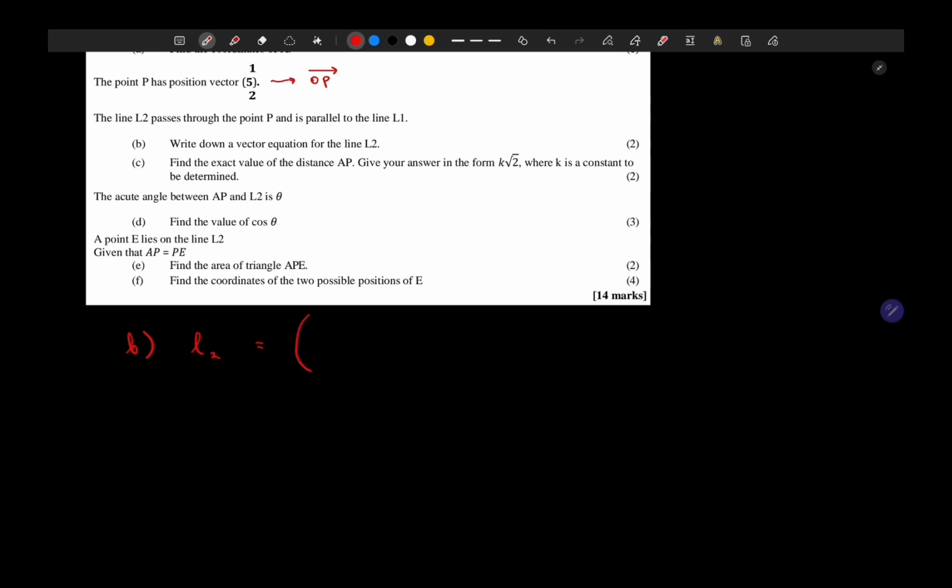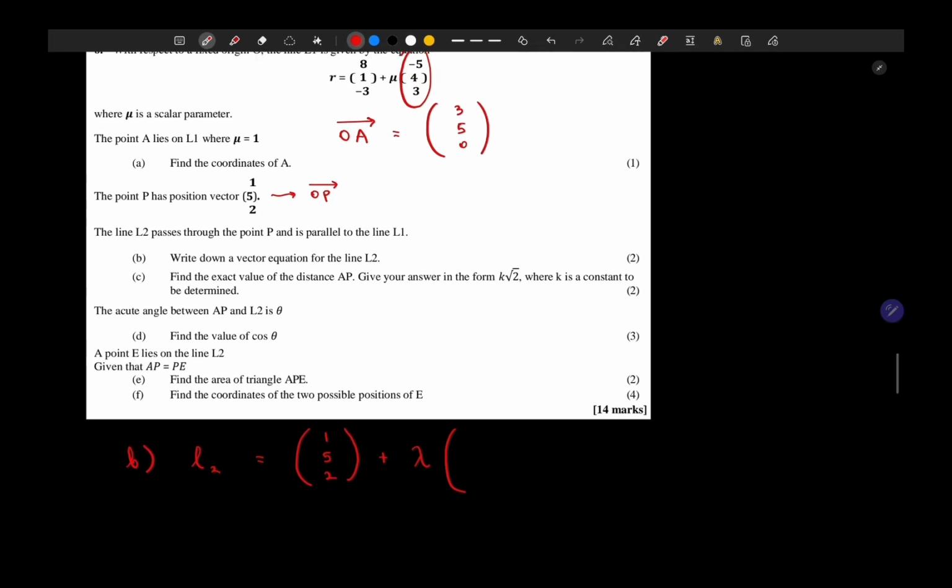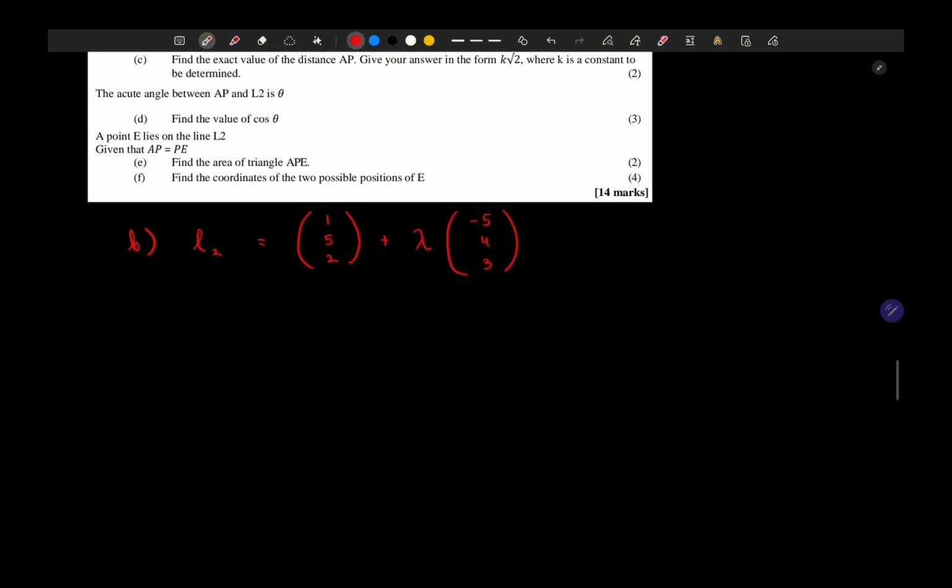down the coordinate of point P, which is (1, 5, 2), plus lambda, the direction vector. The direction vector is parallel to line L1, so we can say that the direction vector is equal to (-5, 4, 3). So that is basically the equation of L2. Now we need to find the exact value of the distance AB. So basically we need to calculate the distance AB.